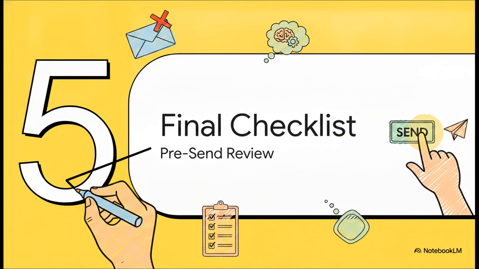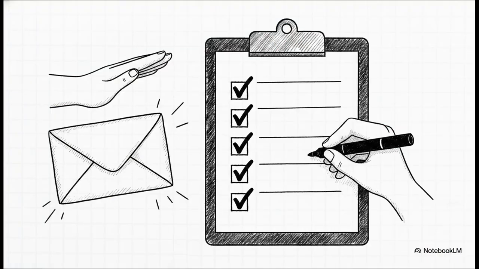Section 5. Final review checklist. So, the crucial point is this. AI does not send emails. You do. And that brings us to the mandatory pre-send check. Before you hit send, rapidly tick through this. 1. Are the facts accurate? 2. Is the tone actually appropriate? 3. Is privacy protected? 4. Are the next steps obvious? And 5. Are there zero invented details?